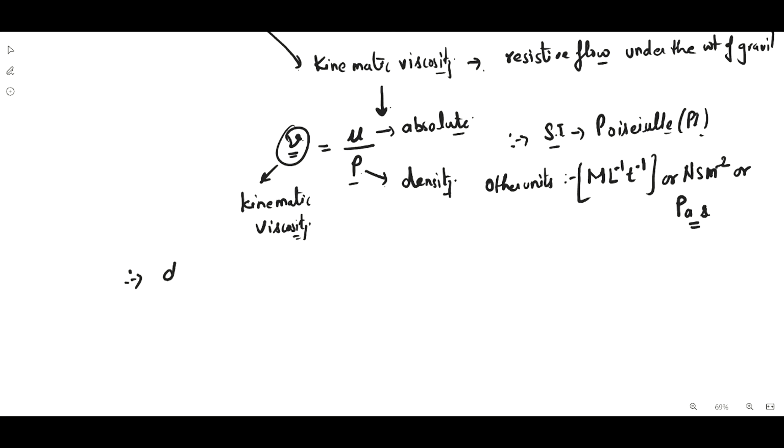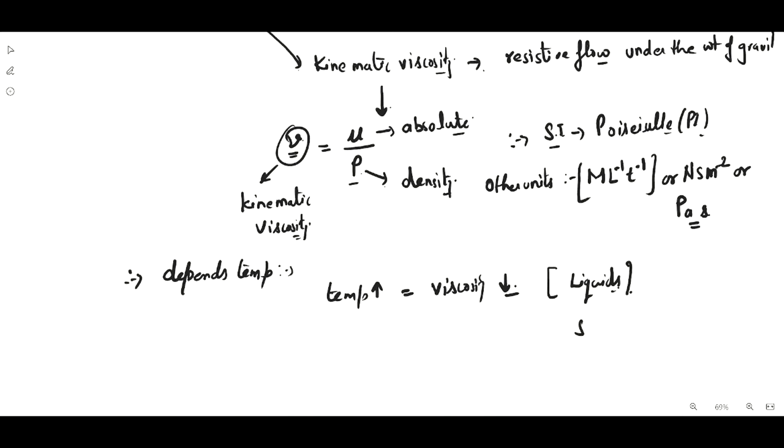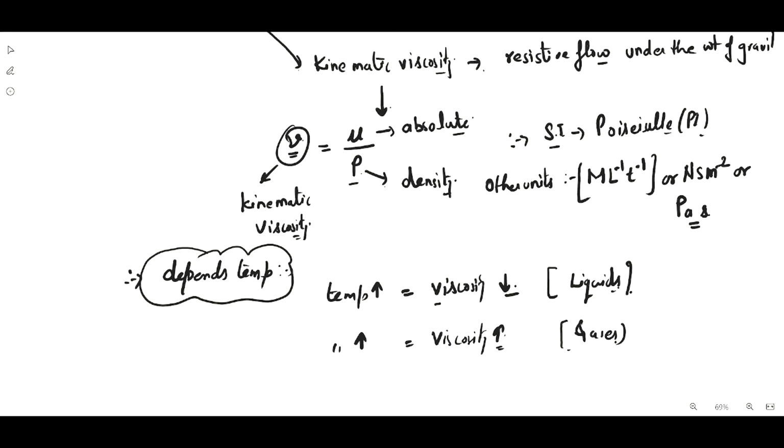Viscosity also depends on temperature. If the temperature of the fluid increases, the viscosity of the fluid will decrease, and this happens in the case of liquids. If we talk about gases, as we increase the temperature, the viscosity of the gases will also increase. These are the important aspects of viscosity, and you should know how it decreases and increases with temperature in both liquids and gases.